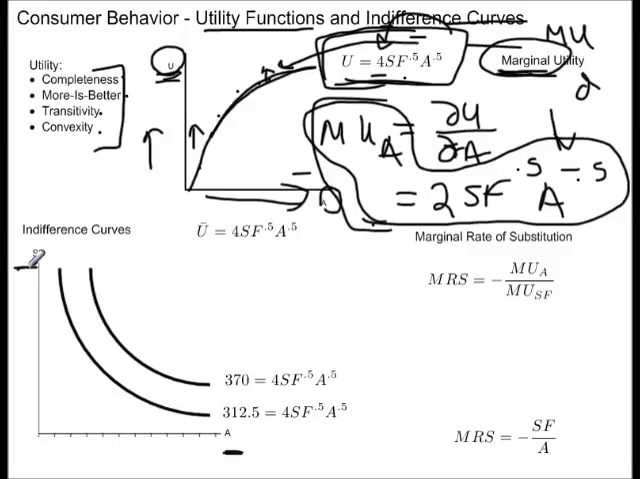So I want to jump back to my world where I'm looking at the relationship between star fruit and apples. If I do that, I've got to introduce this concept of an indifference curve. An indifference curve is a curve. It's a line. We're going to define it as an equation, but it's a single line that tells me all the different possible combinations of star fruit and apples that produce the same level of utility.